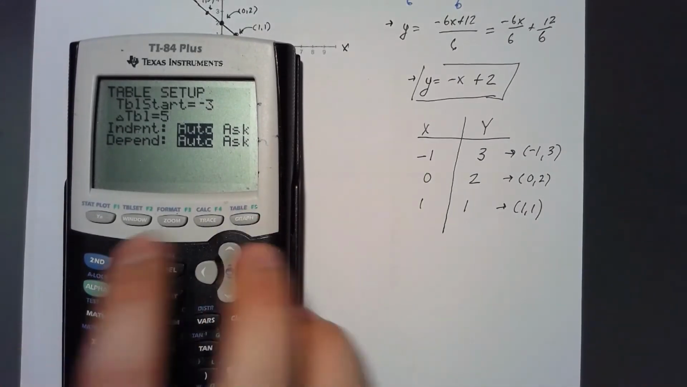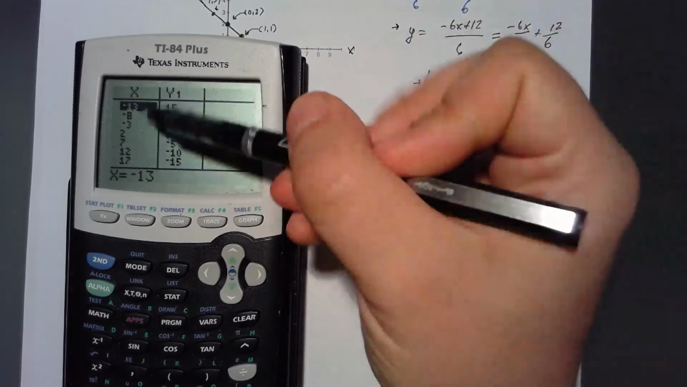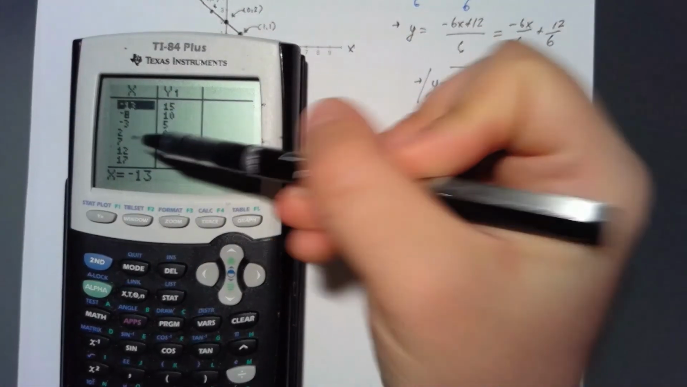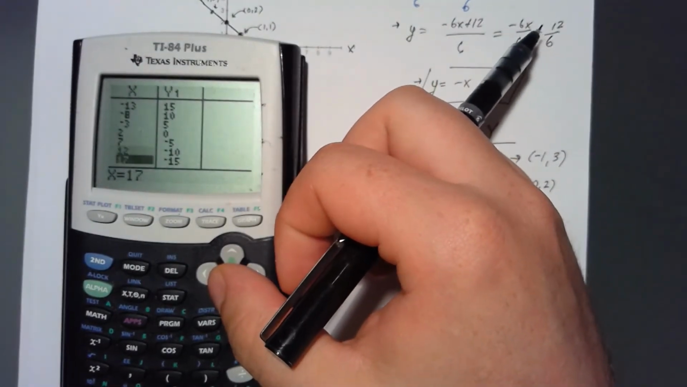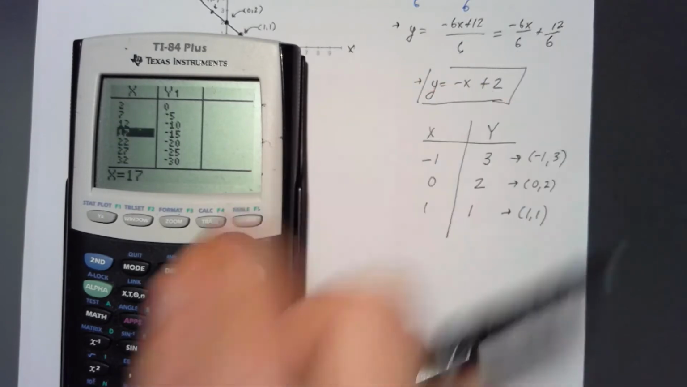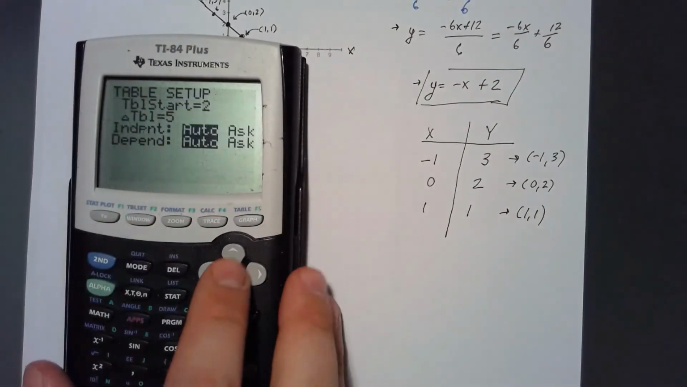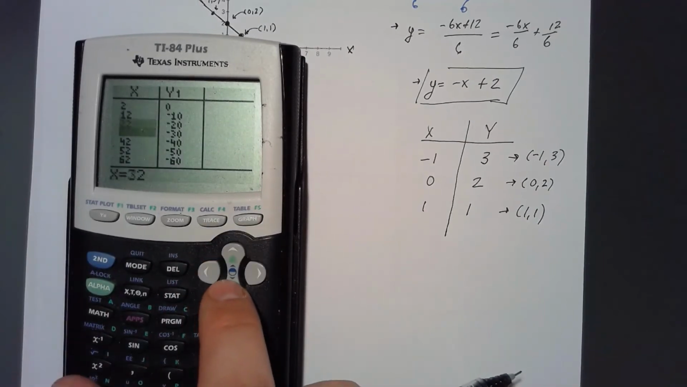Now when I go back to my table, if you notice the x coordinate, it's now going in increments of 5. 2 goes to 7, 7 goes to 12, 17, and so on, 22. It goes in increments of 5. Second window, if I go to 10, it'll go in increments of 10. 12, 22, 32, and so on.